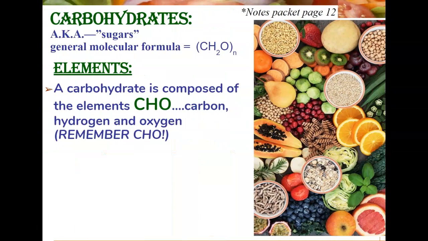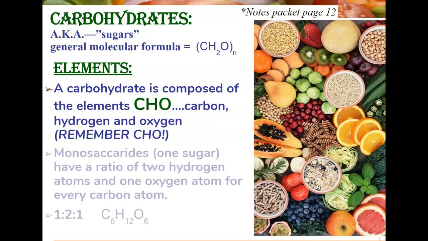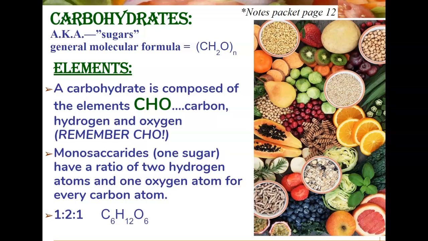All right, next part of our notes on page 12. The elements that you find in carbohydrates: carbon, hydrogen, and oxygen. Only those 3 elements. So it's really easy to remember the mnemonic CHO for carbohydrates. Monosaccharides are made up of just 1 sugar, and they will always have a ratio of 2 hydrogen atoms and 1 oxygen atom for every carbon atom. So it's written as CHO, and then it would be a 1 to 2 to 1 ratio. Glucose is C6H12O6. If you reduce that, you end up with 1 to 2 to 1.